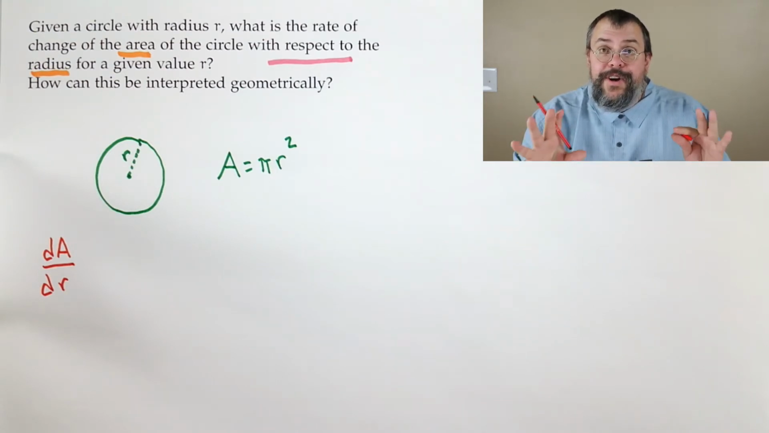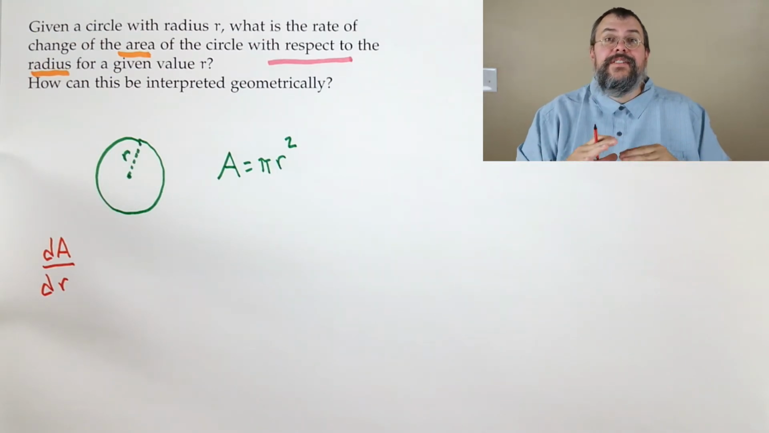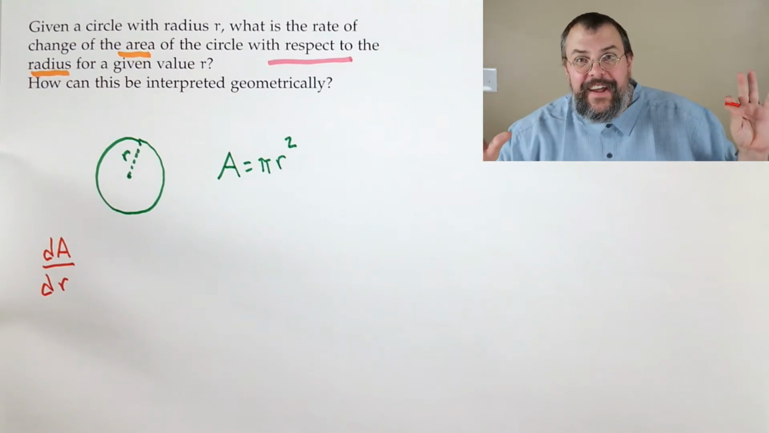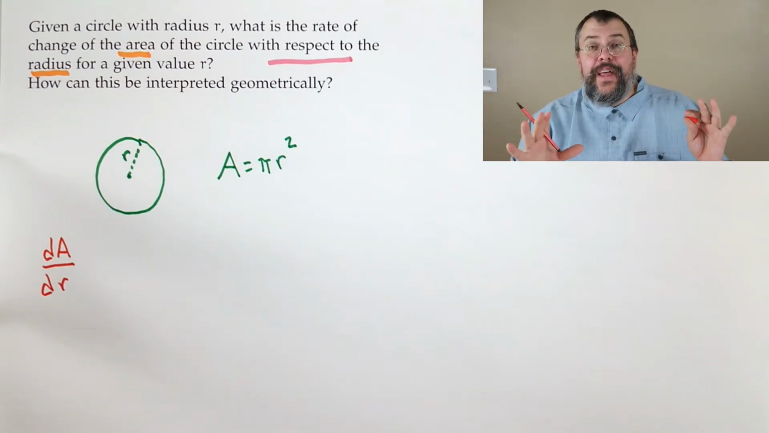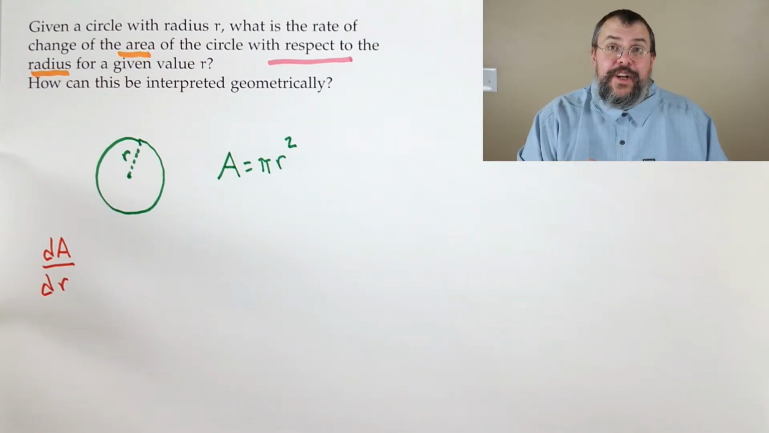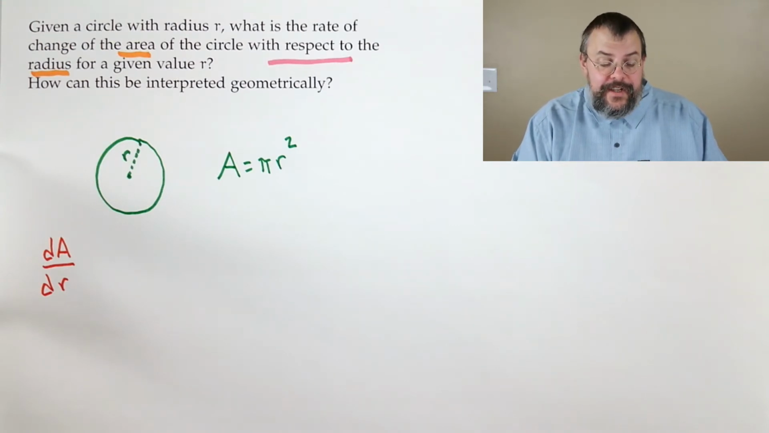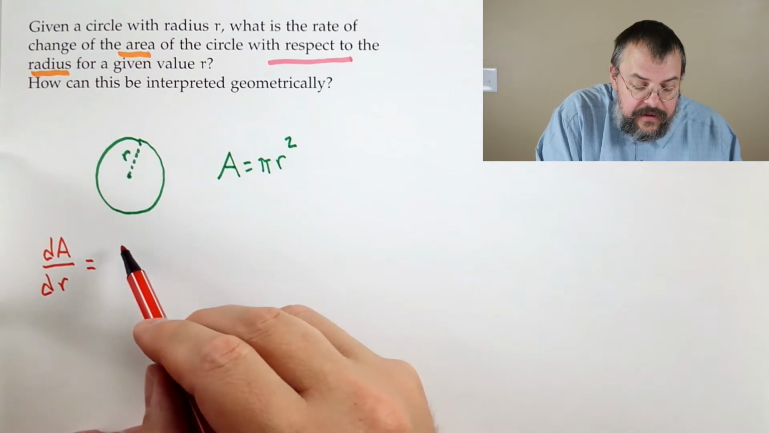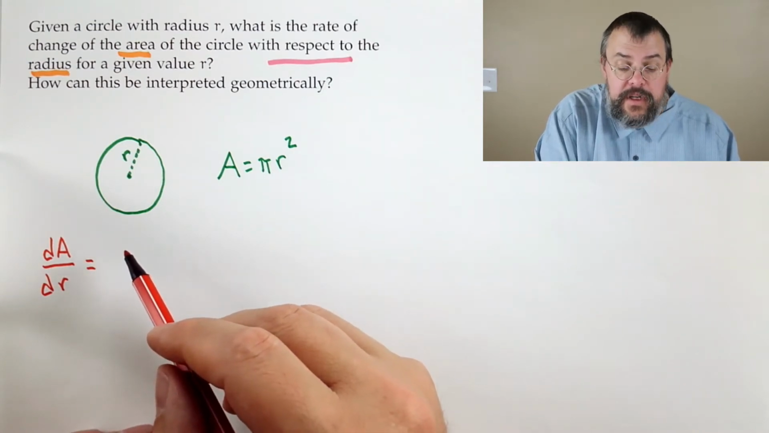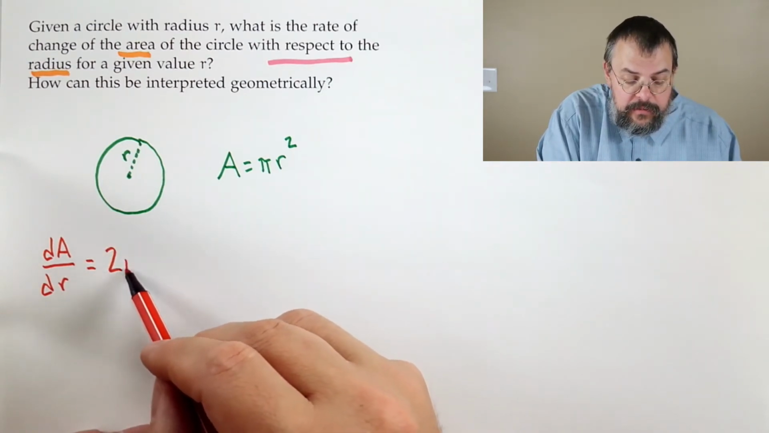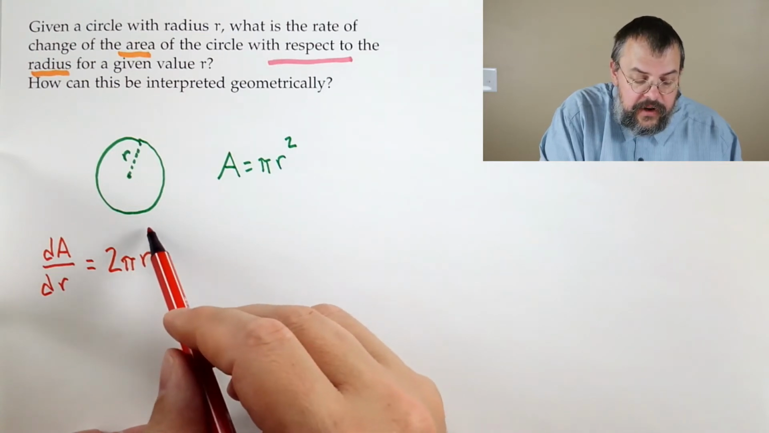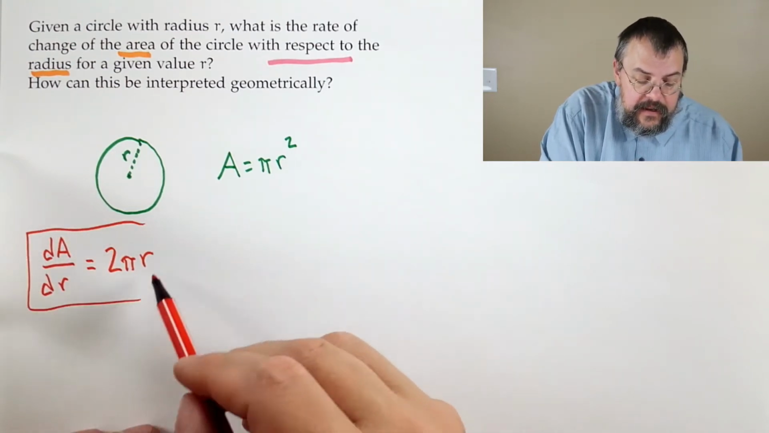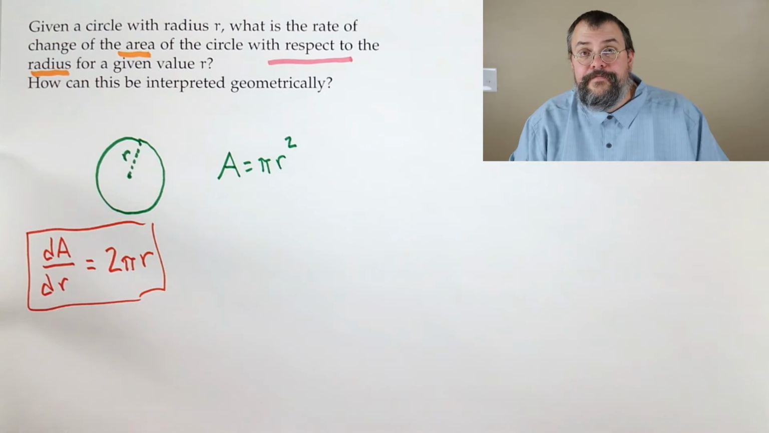Well, you might say, are we okay to use r as a variable? And the answer is yes, we are perfectly okay. We can use any symbol that's convenient. And for us, in this particular problem, r is a very convenient symbol. So pi is a constant, and then the derivative of r squared with respect to r would be 2r. So we get 2 pi r. Okay, so that is our answer.